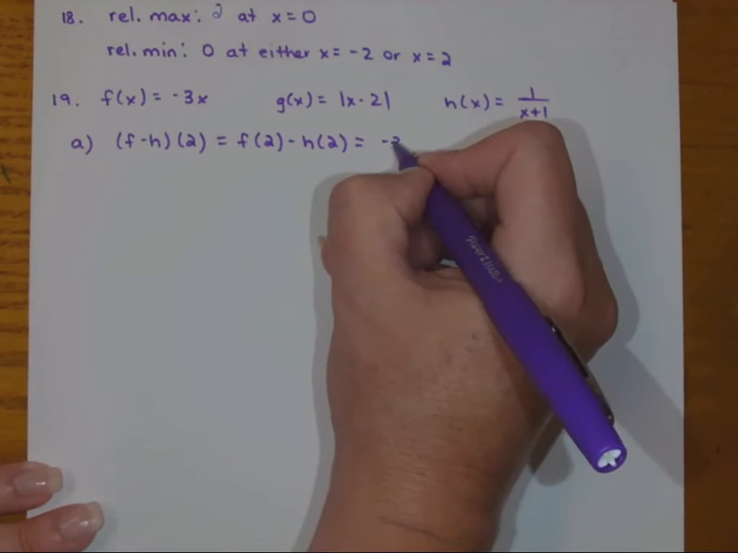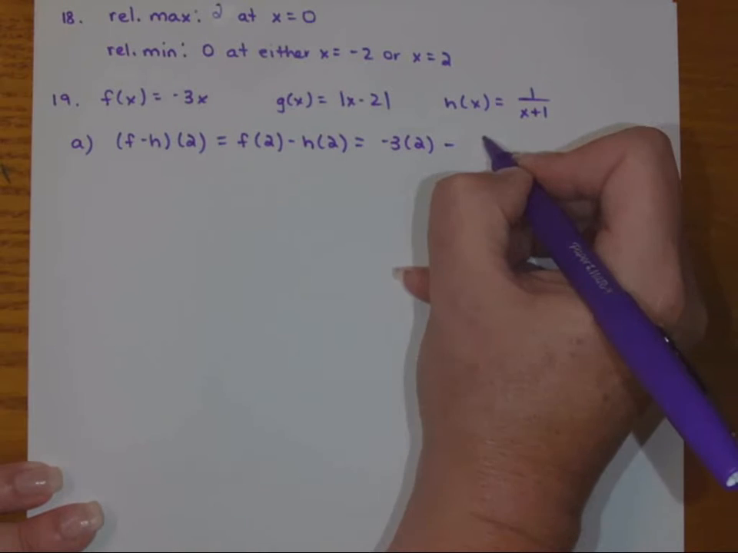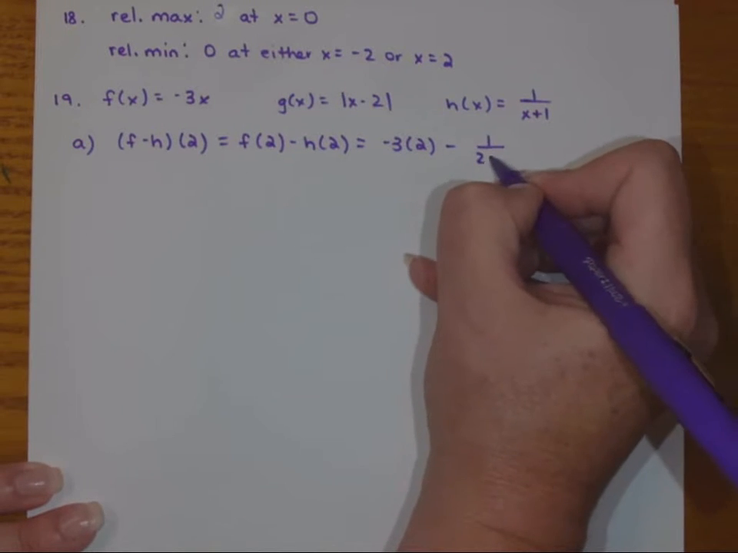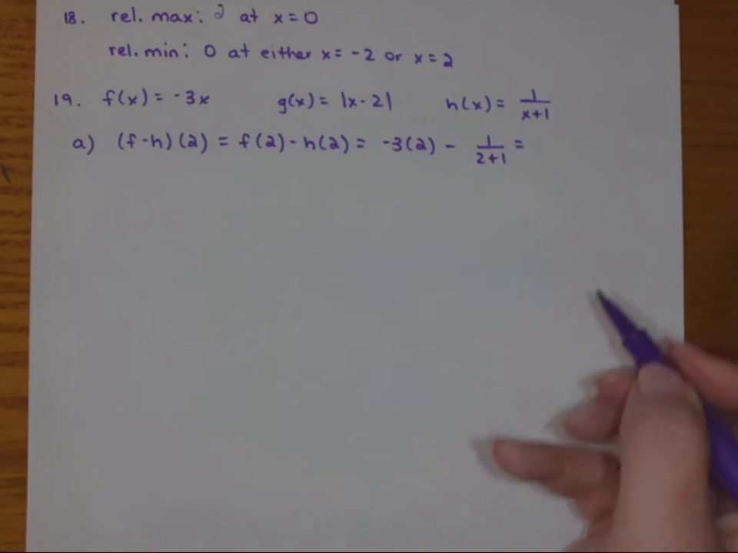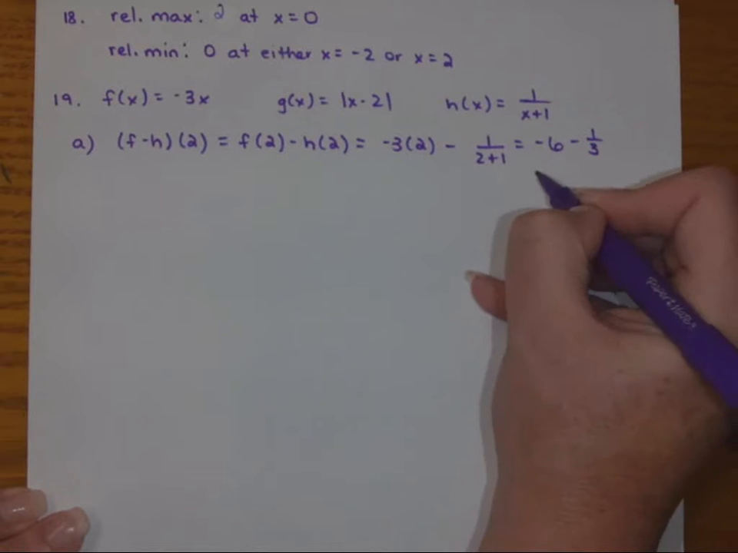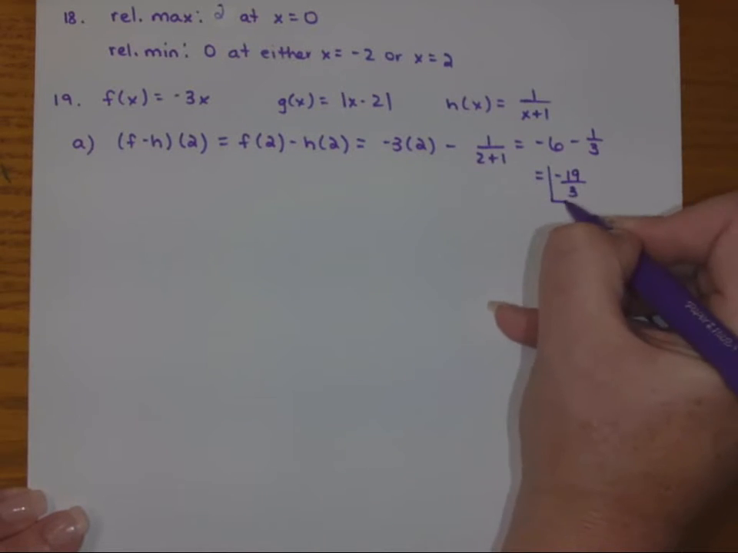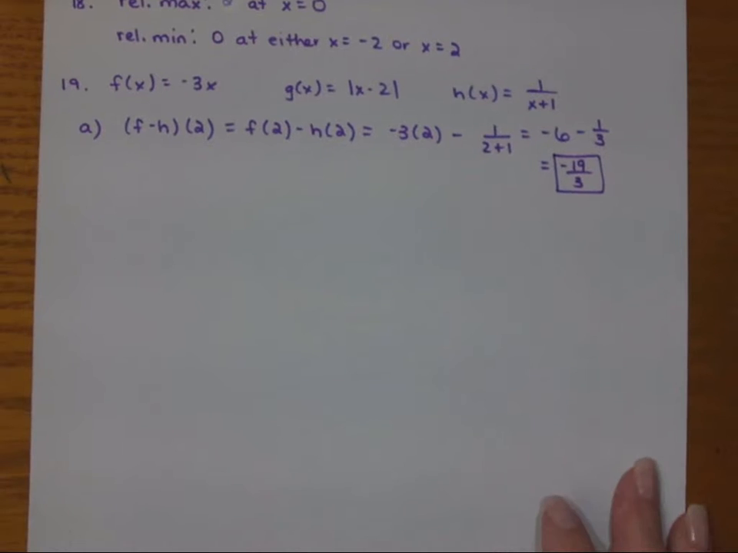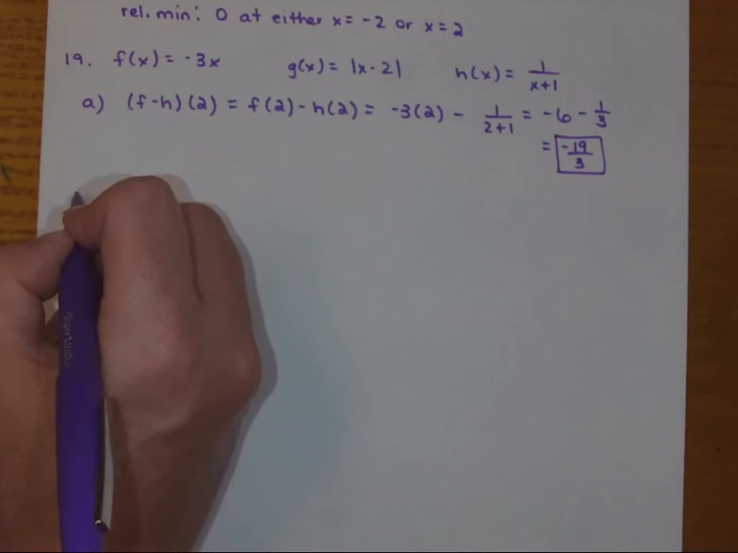So it's going to be negative 3 times 2 for the f of 2, and then minus h of 2, which would be 1 over 2 plus 1. So you end up getting negative 6 minus 1/3, which if you use your calculator, that ends up giving you negative 19 over 3. Okay. I wouldn't want to see you write an answer with a bunch of 0.333s forever. I want you to make sure you change it to a fraction.